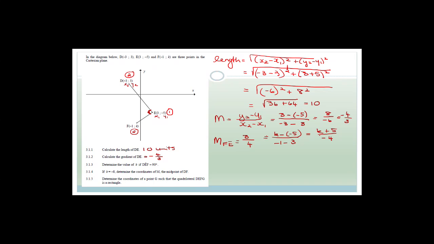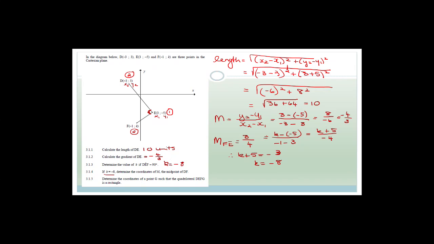Okay, so we actually want this top bit to be negative 3, so it cancels. Do you agree? Therefore, k plus 5 has to equal minus 3. Therefore, k has to equal minus 8. Why am I saying that this must equal minus 3? Well, the whole of this equals 3 over 4, right? So if the bottom is minus 4, the whole of this top has to equal minus 3. Otherwise, you can just solve for it, but this is the quickest way. So therefore, we know that k is equal to negative 8.